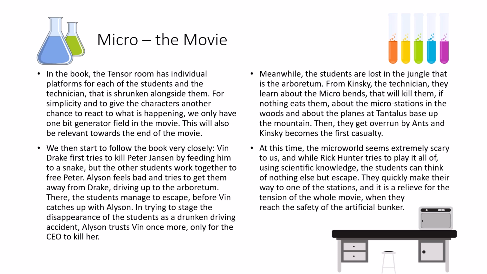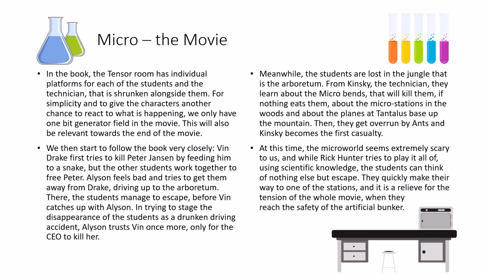Van Drake first tries to kill Peter Jansen by feeding him to a snake, but the other students work together to free Peter. Allison feels bad and tries to get them away from Drake, driving up to the Arboretum. There, the students manage to escape, before Van catches up with Allison. In trying to stage the disappearance of the students as a drunken driving accident, Allison trusts Van once more, only for the CEO to kill her.